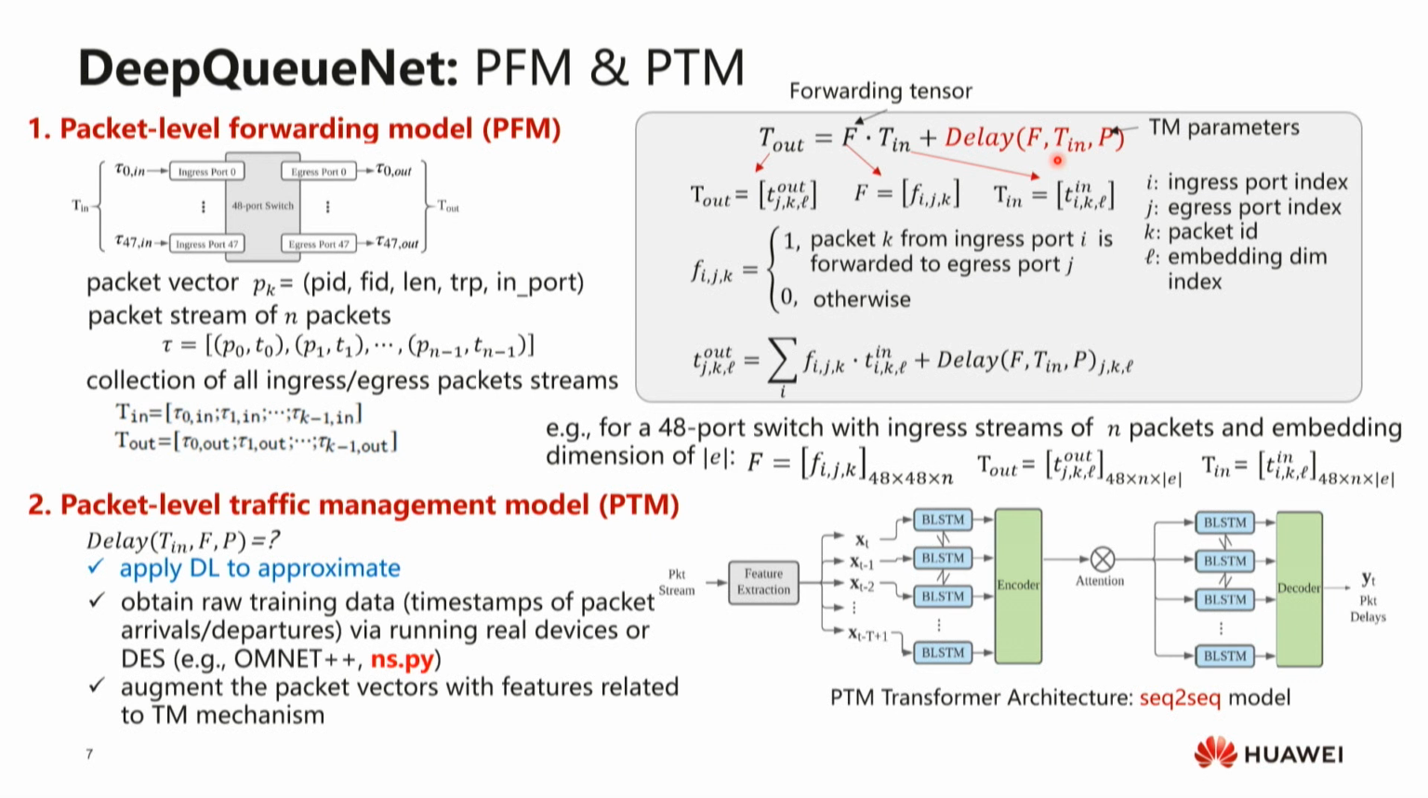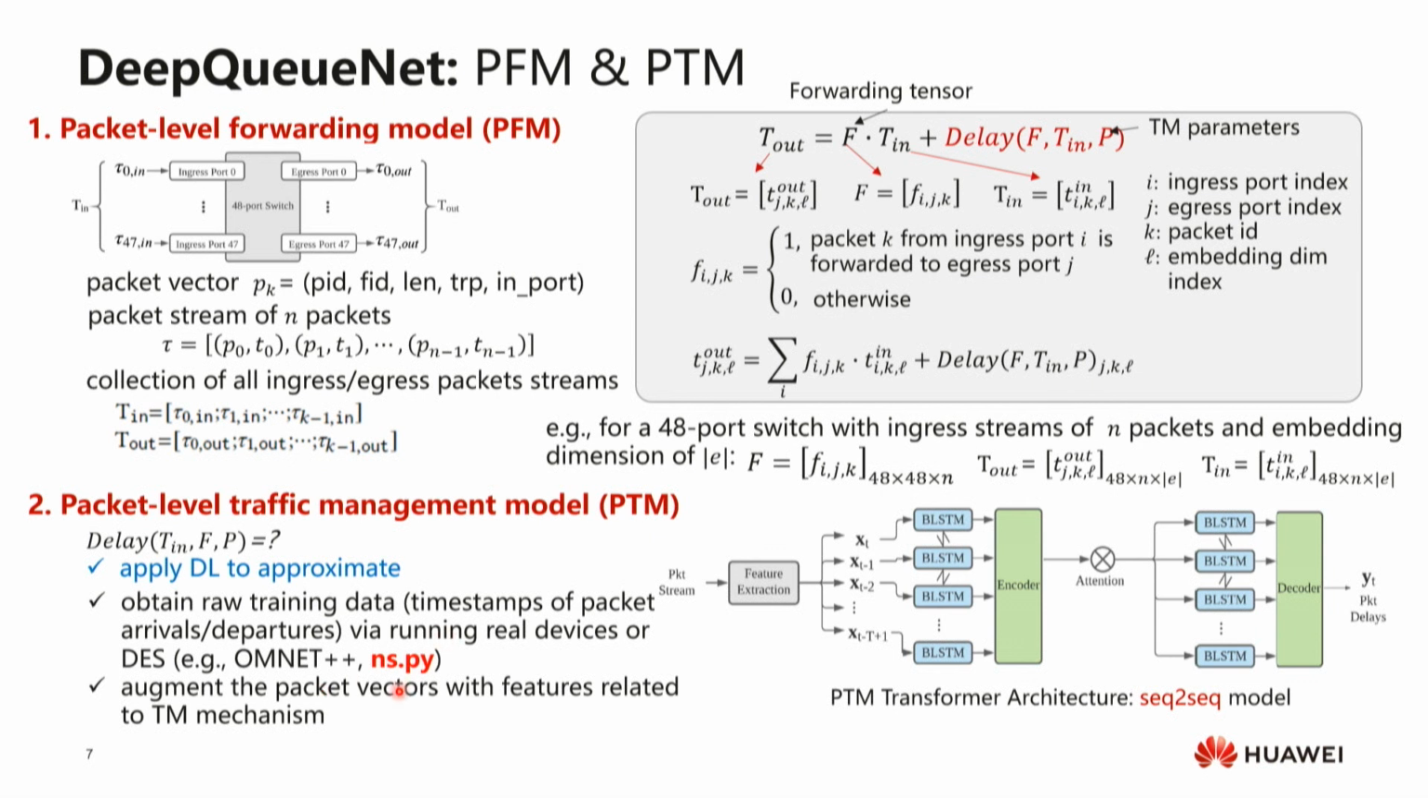And here, if you have real devices, then you can certainly use it. But due to some practical limitations, usually we can only get such raw training data with discrete event simulation. For example, you can use OMNet just as what has been used in the previous works. Or you can use NS-DOPI.